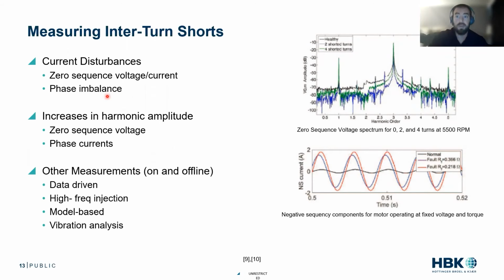We also look at phase imbalance. If you see the RMS values getting skewed and not being within a certain percentage, that can indicate turn-to-turn shorts.